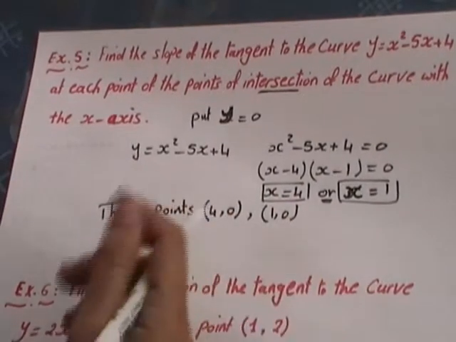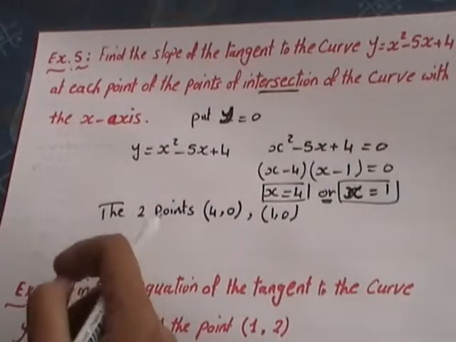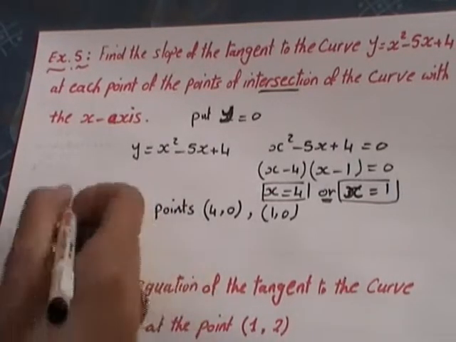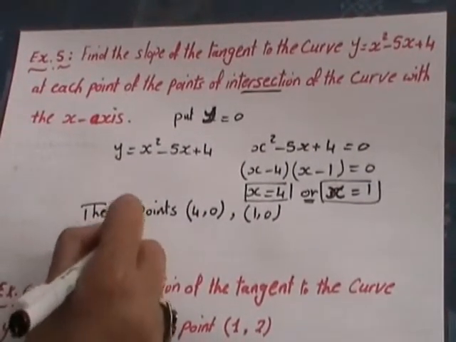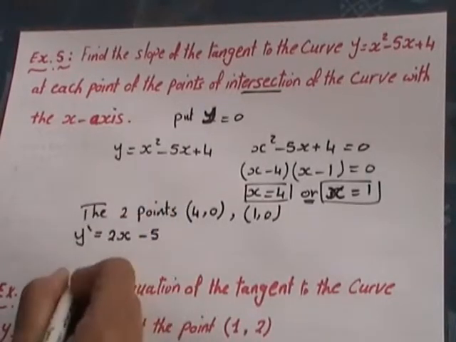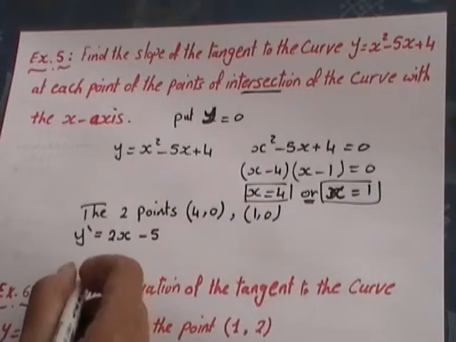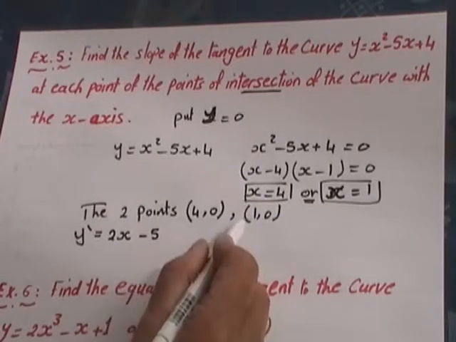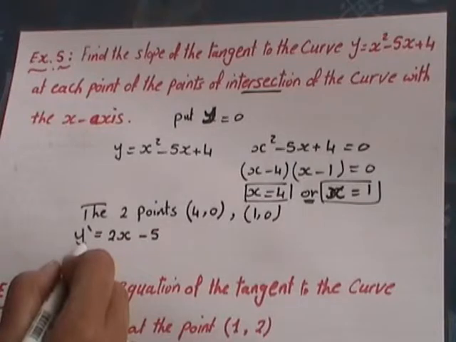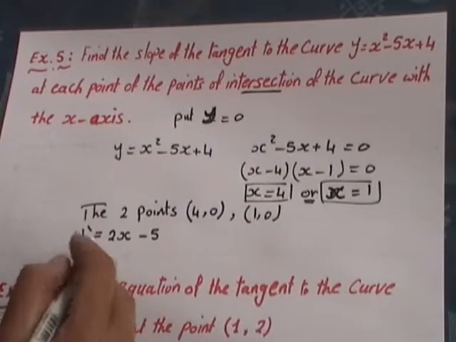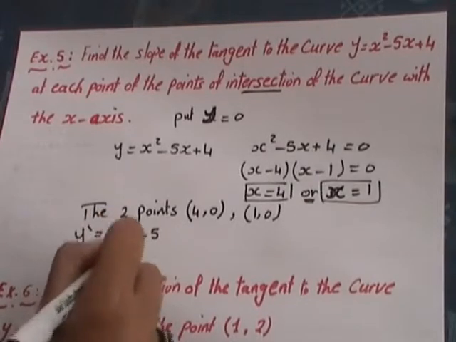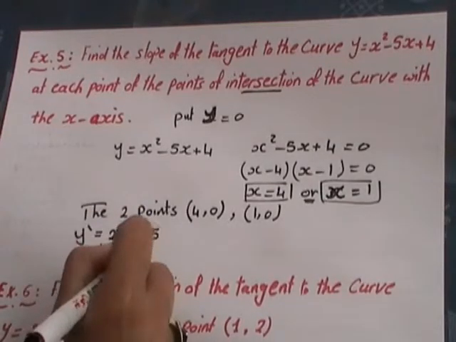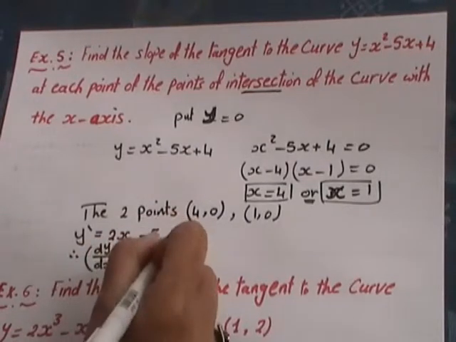Now he asked me to find the slope of the tangent at these 2 points. So we must find y dash. y dash will be 2x minus 5. Then, by substituting the value of x of these 2 points in this equation, we will find the slope of this tangent at these 2 points. Then dy by dx at x equal 4 will be 3.